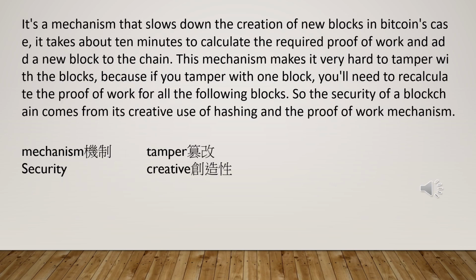It's a mechanism that slows down the creation of new blocks. In Bitcoin's case, it takes about 10 minutes to calculate the required proof of work and add a new block to the chain. This mechanism makes it very hard to tamper with the blocks, because if you tamper with one block, you'll need to recalculate the proof of work for all the following blocks. So the security of a blockchain comes from its creative use of hashing and the proof of work mechanism.